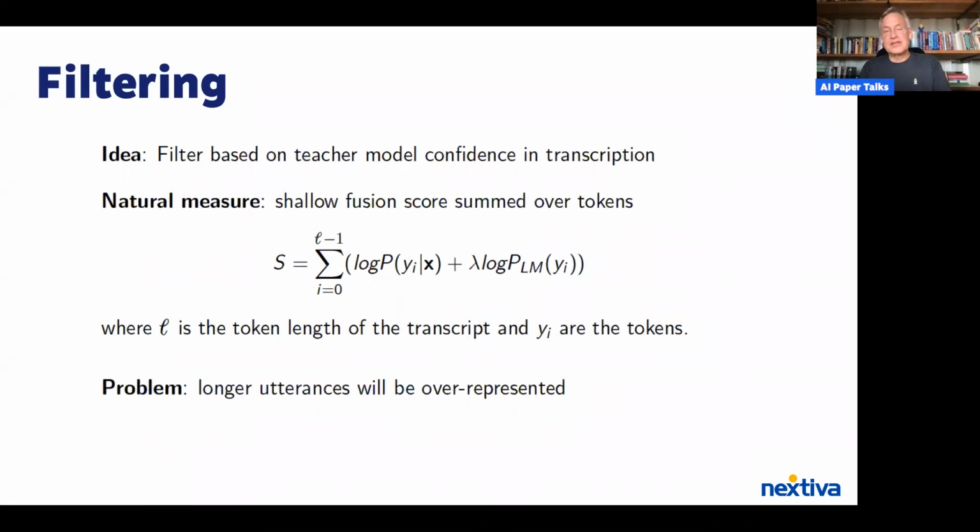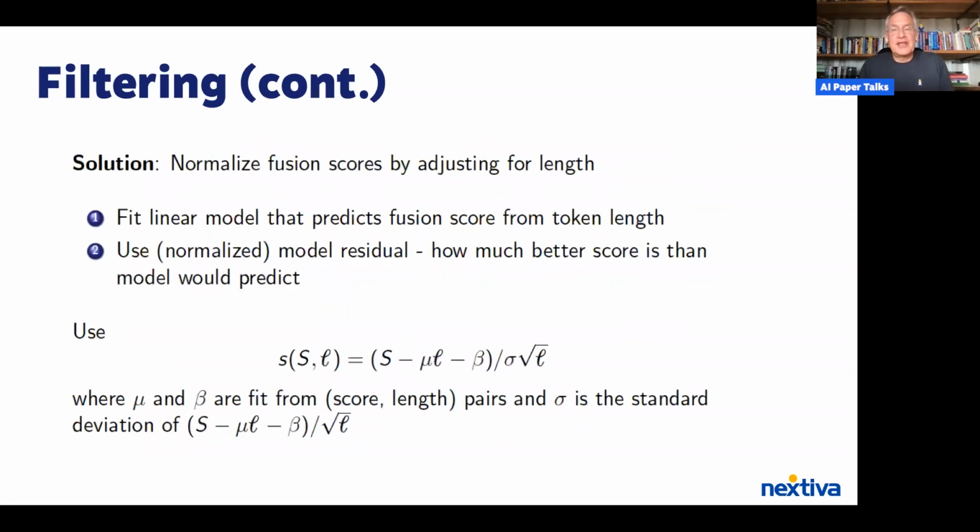So what they do is actually very clever. They say, okay, what is my problem here? I want to get a normalized score that is adjusted for the length. And so what they do is they fit a model that predicts the shallow fusion score based on the length, and they use the standardized residual as the measure. Now, what does that mean?